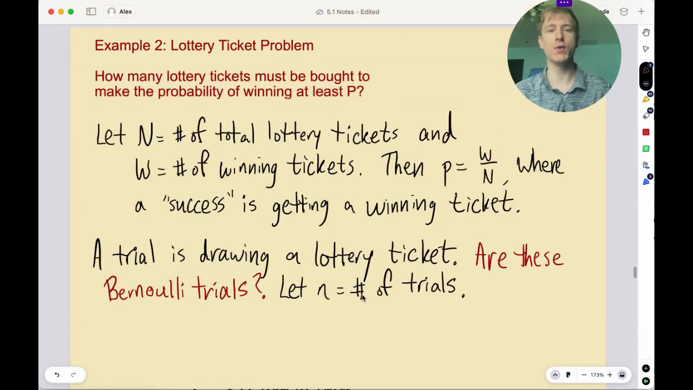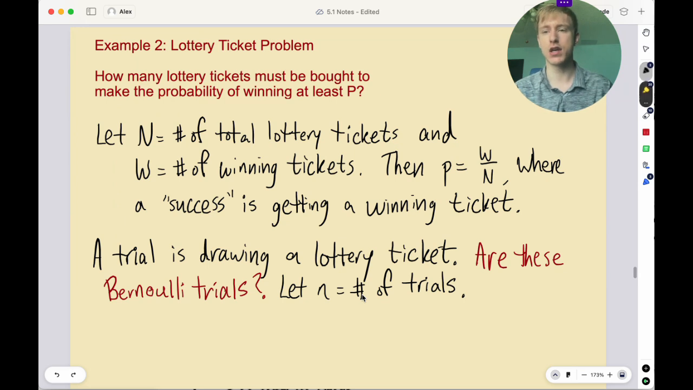Okay, so example 2 is the lottery ticket problem. We all have lottery tickets. States have their own specific ones. Of course, there's Powerball, Mega Millions. And the question I want to ask is, how many lottery tickets do I have to buy in order to make the probability of winning at least capital P, where capital P is just a percentage, anywhere from greater than 0% to probably less than 100%. You can't guarantee winning unless you literally buy every single lottery ticket. So that's kind of infeasible. So you can at least reduce it to a probability.